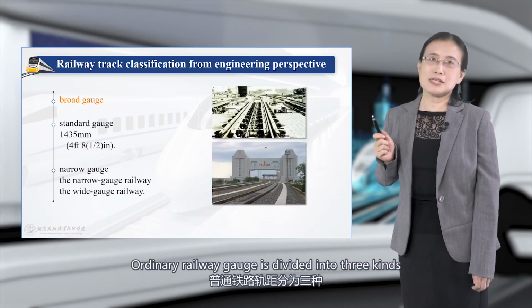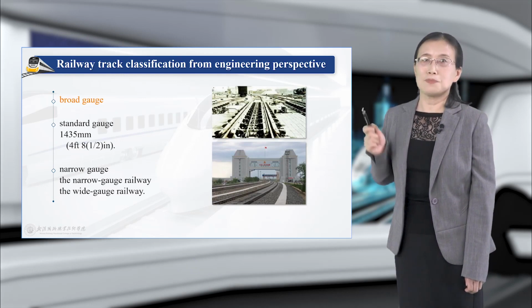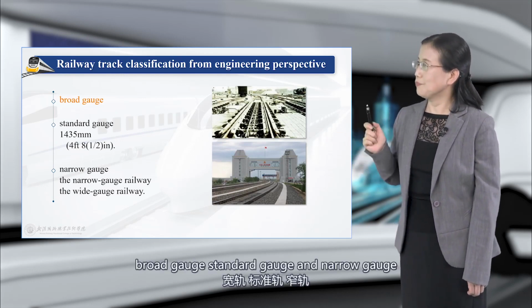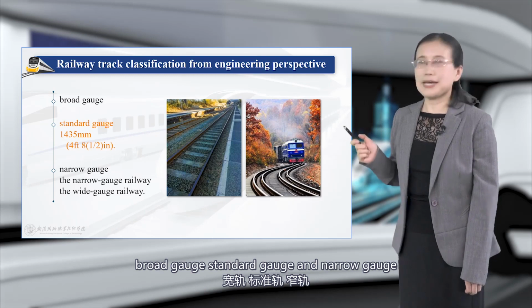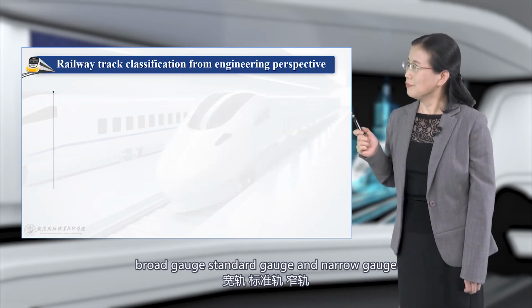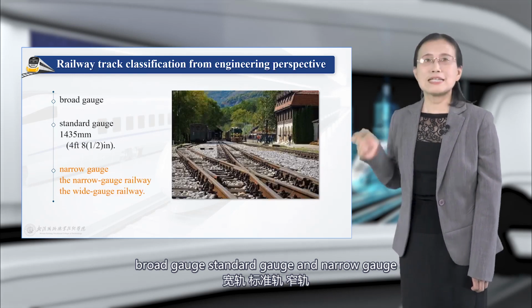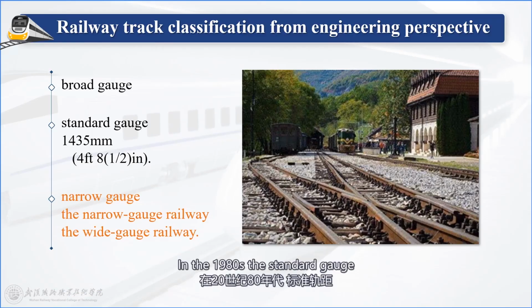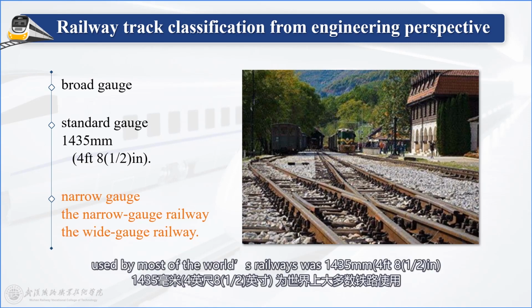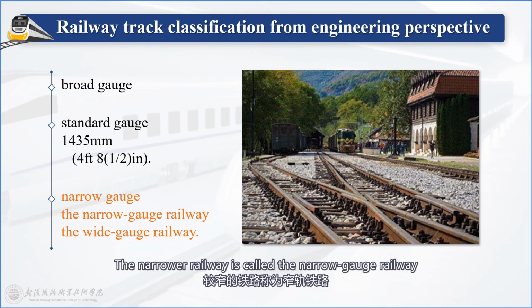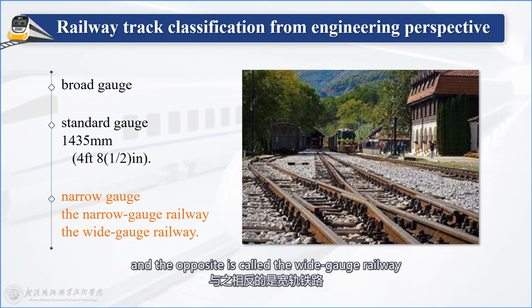Ordinary railway gauge is divided into three kinds: broad gauge, standard gauge, narrow gauge. In the 1980s, the standard gauge used by most of the world's railways was 1,435 millimeters. The narrow railway is called the narrow gauge railway, and the opposite is called the wide gauge railway.